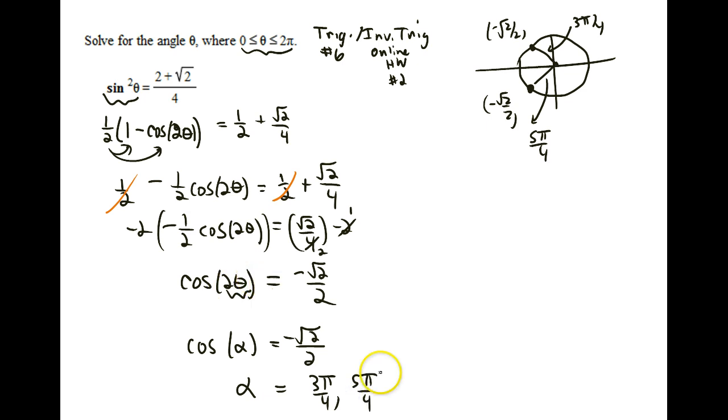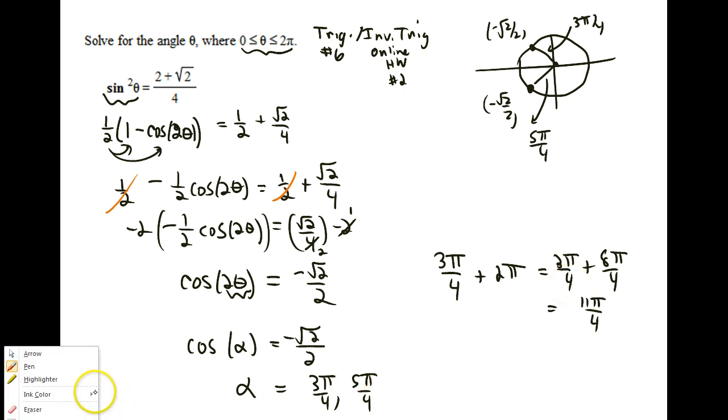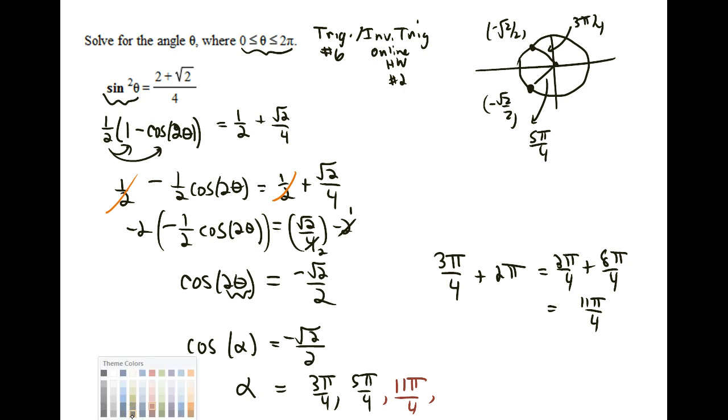But because theta is doubled, let's add 2 pi to these guys. What is 3 pi over 4 plus another 2 pi? Well, that's like taking 3 pi over 4 and adding on 8 pi over 4 for a grand total of 11 pi over 4. Let me write these in a different color. Okay, and then one more. We take 5 pi over 4, and we add 2 pi to that. That's the 8 pi over 4 again. And that gives us 13 pi over 4.